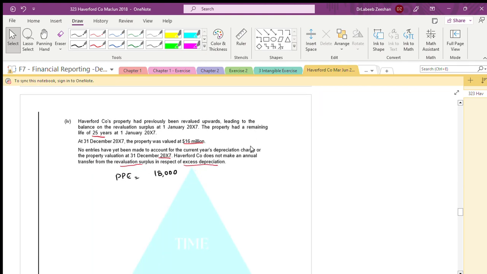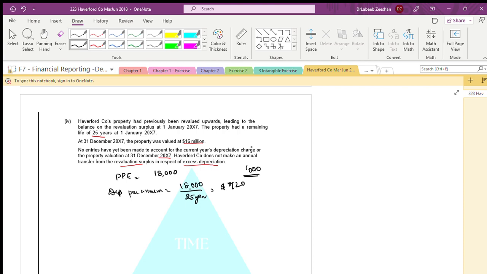Now, it is 18,000. How much is the depreciation per annum? 18,000 divided by 25 years. It comes to 720, in thousands. That is all, 720 in thousands.